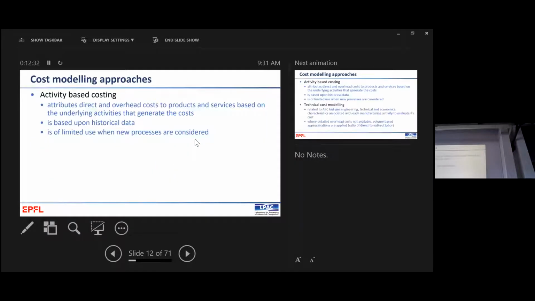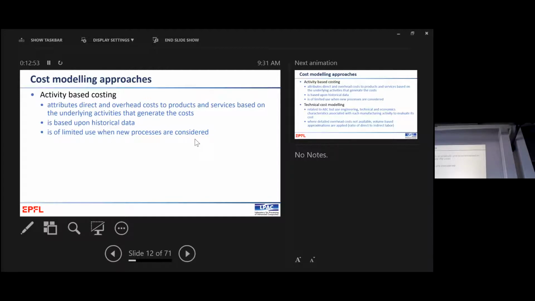Some different approaches to cost modeling. If it's an established process like steel stamping, you'd use activity-based cost modeling because you'd use historical data. You can go around a plant with a stopwatch, you can clock the process, you know what you paid for the equipment, you know what it costs to pay your staff, you know everything. You can go around and you can clock it, okay?